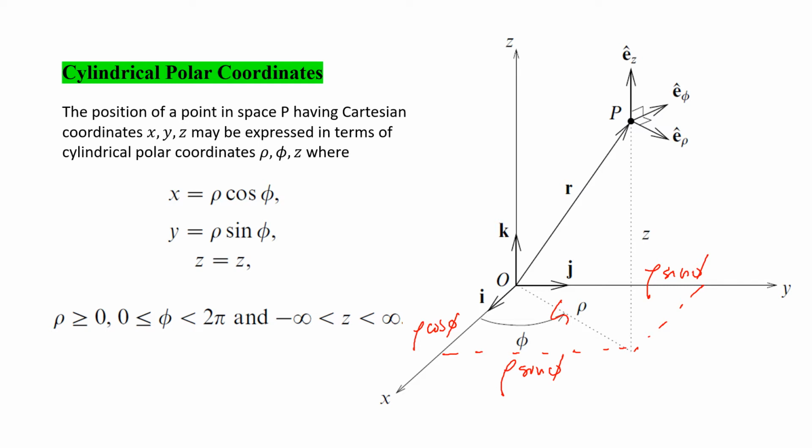Your rho is greater than or equal to 0, so it cannot be negative, it has a positive magnitude. Your phi is greater than or equal to 0 and less than 2 pi, while your z is any number, greater than negative infinity and less than positive infinity. So that is how your cylindrical polar coordinates look in your xyz axes.